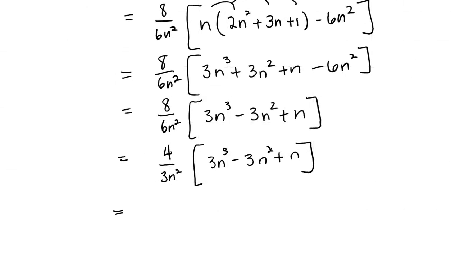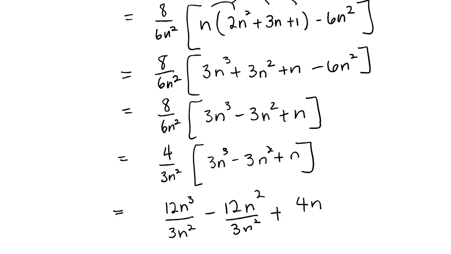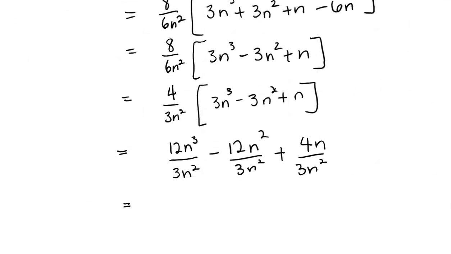And then I'll distribute and get 12n cubed over 3n squared minus 12n squared over 3n squared plus 4n over 3n squared. And I can reduce this.